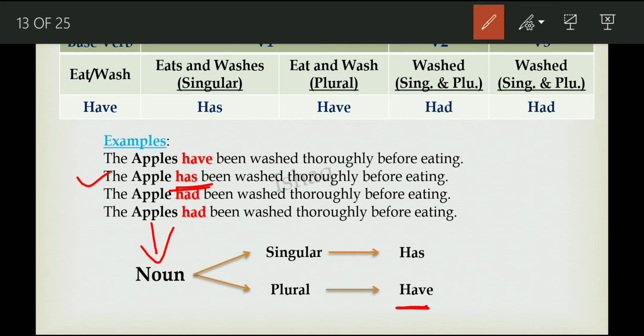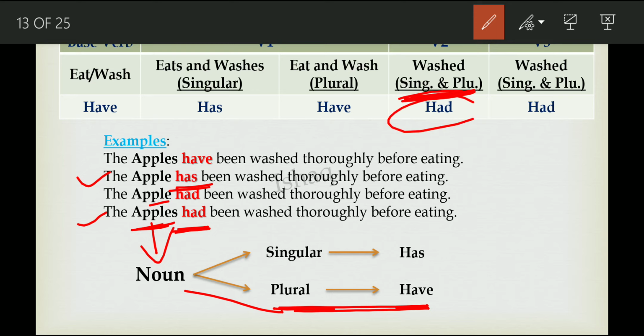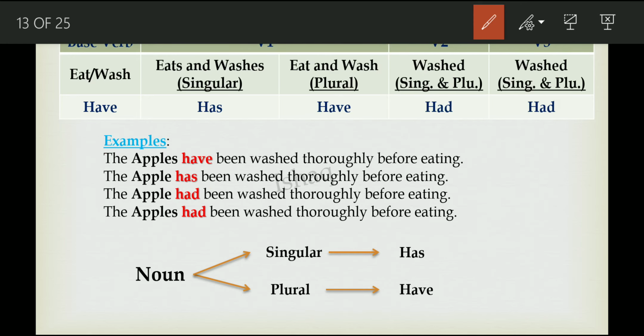Now if you see the fourth example, the apples had been washed. Though the noun is plural, and we said we use have, here we used had. That is because for both singular and plural subjects in past tense we use had. Only in present tense the difference comes for has or have, but in past tense, you should remember this, for both singular and plural we use had. So all these four are correct. Let's go to the next slide.